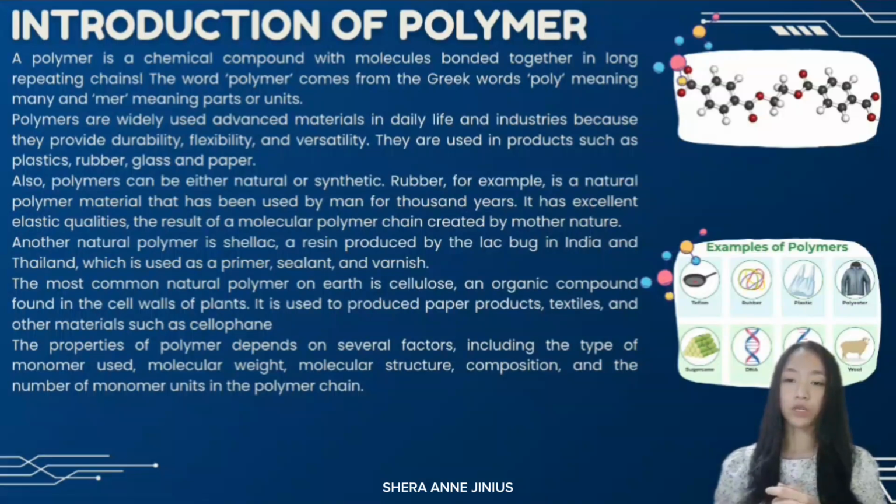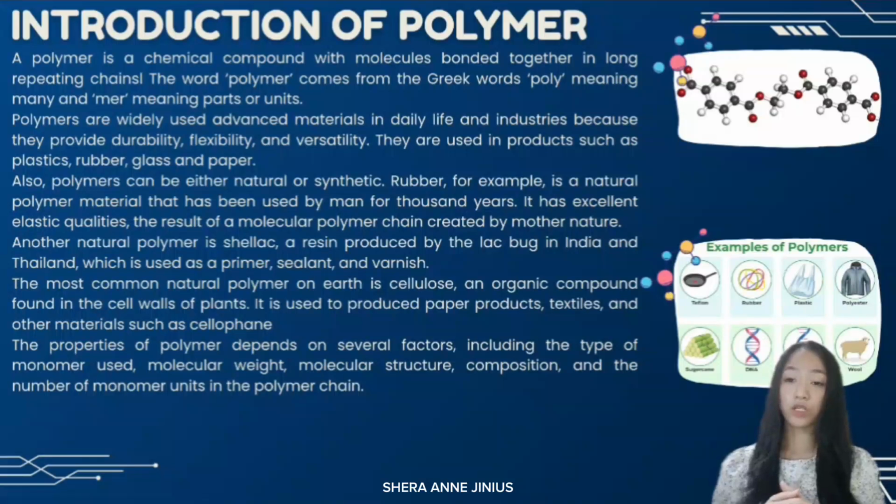Also, polymers can be either natural or synthetic. Rubber, for example, is a natural polymer material that has been used by man for thousands of years. It has excellent elastic qualities, the result of a molecular polymer chain created by Mother Nature. Another natural polymer is shellac, a resin produced by the lac bug in India and Thailand, which is used as a primer, sealant, and varnish.